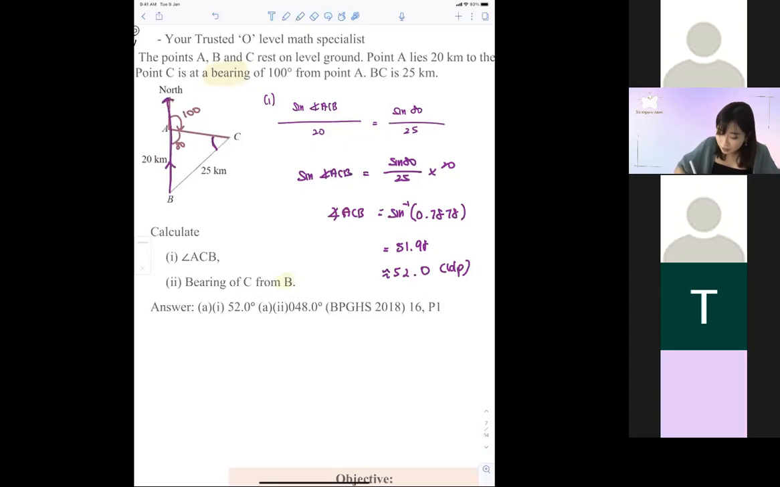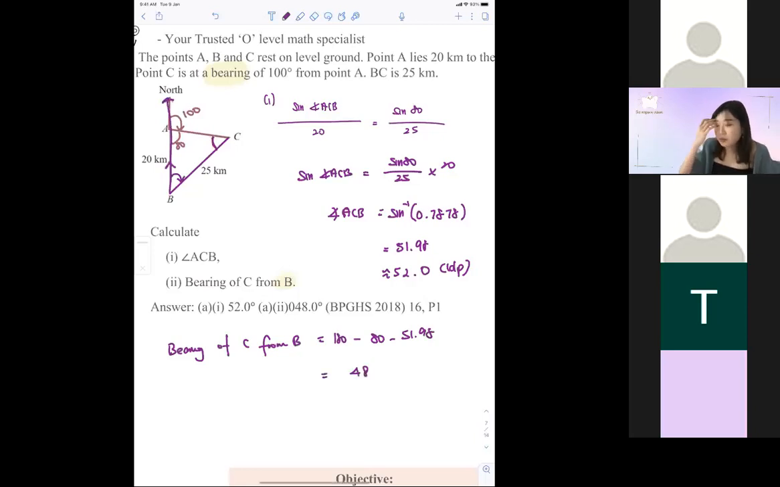Okay, then C from B, I must find the line BC. So the line BC is here. So the angle is between these two, clockwise. Okay, since you have this, you can use angle in a triangle. So bearing of C from B is 180 minus 80 minus 51.98.